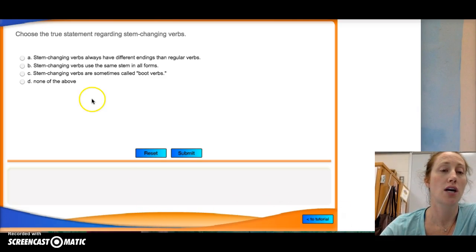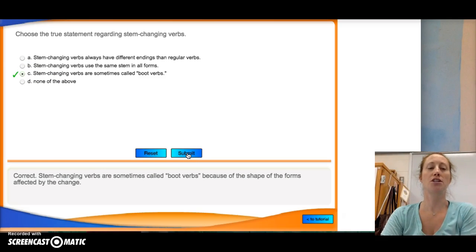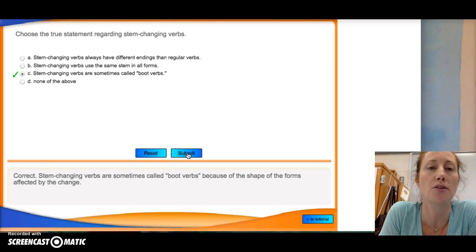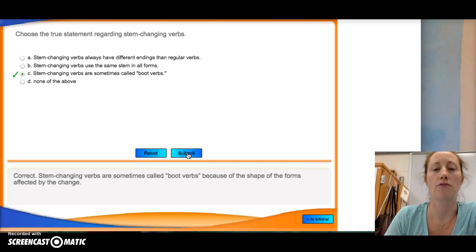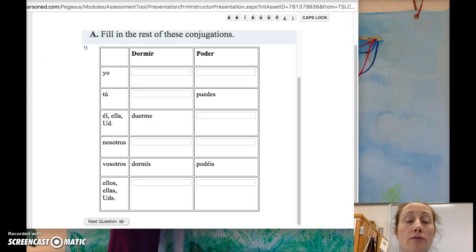Shall we try C? Let's see what that lets us. Woohoo! Correct. Stem-changing verbs are sometimes also called boot verbs because of what I showed you before. The shape of the forms, or all the forms that are affected by the change, are in the form of a boot.